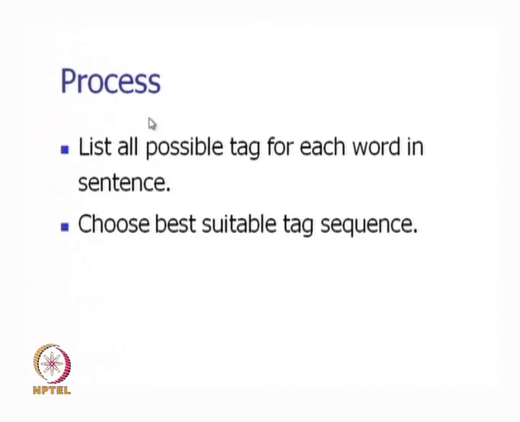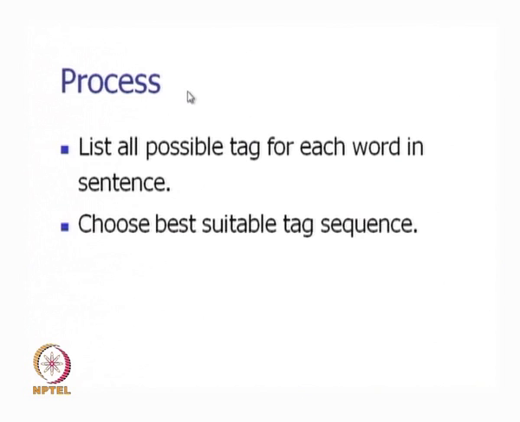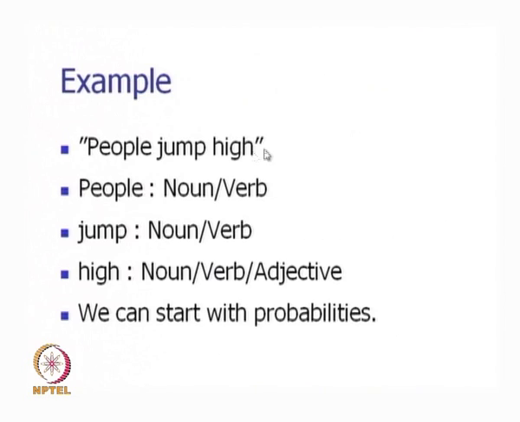Now, we discuss the process of part of speech tagging. This is a computational process. So, we have understood what the problem is, and now we are entering the computational discussion. We would like to understand how one could make an algorithm to produce these labels automatically. That is the task. So, the process is that list all possible tags for each word in the sentence and choose the best possible tag sequence. We have an illustration here.